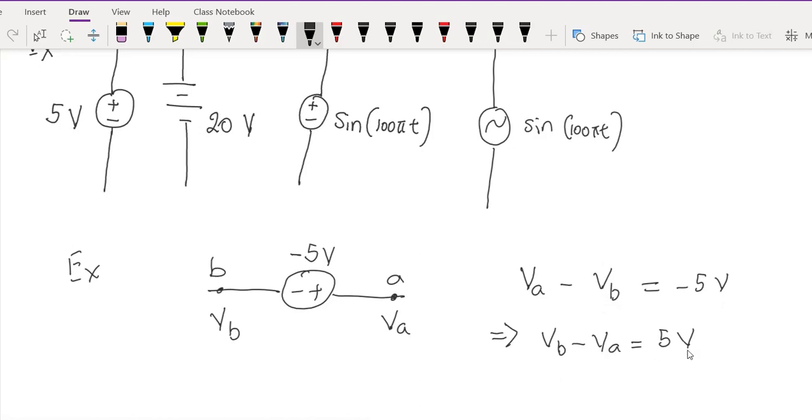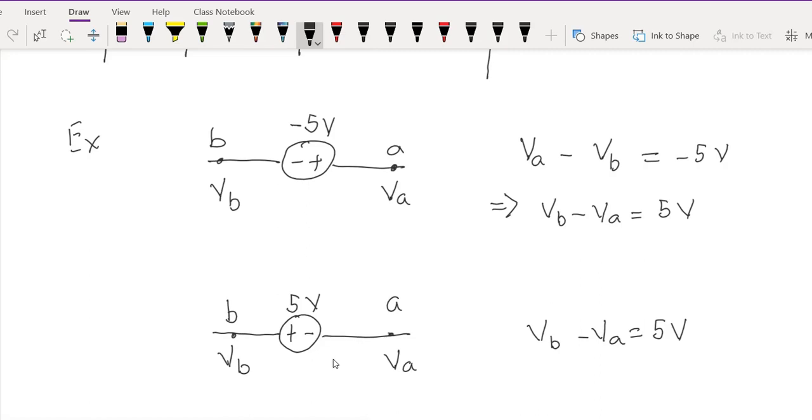So what this is saying here is B is at a higher potential than A, even though the symbol here says A as plus and B as minus. What is at a higher potential is reversed because the voltage value is negative.